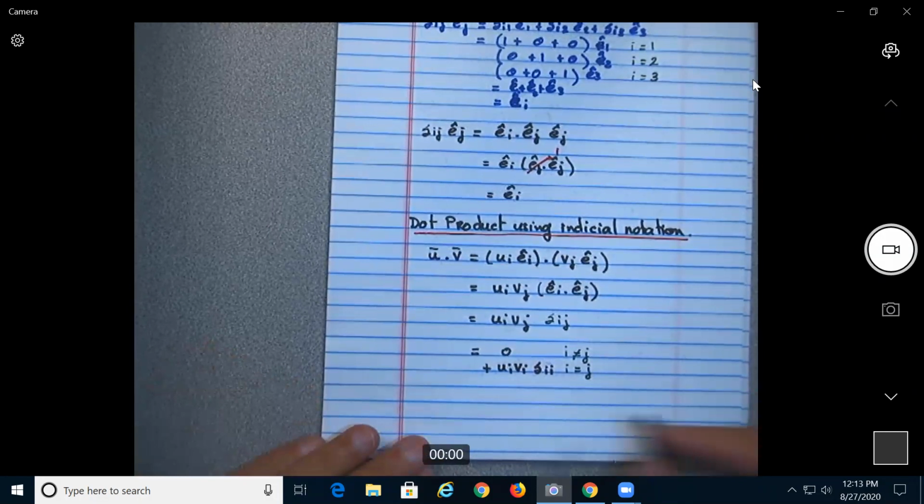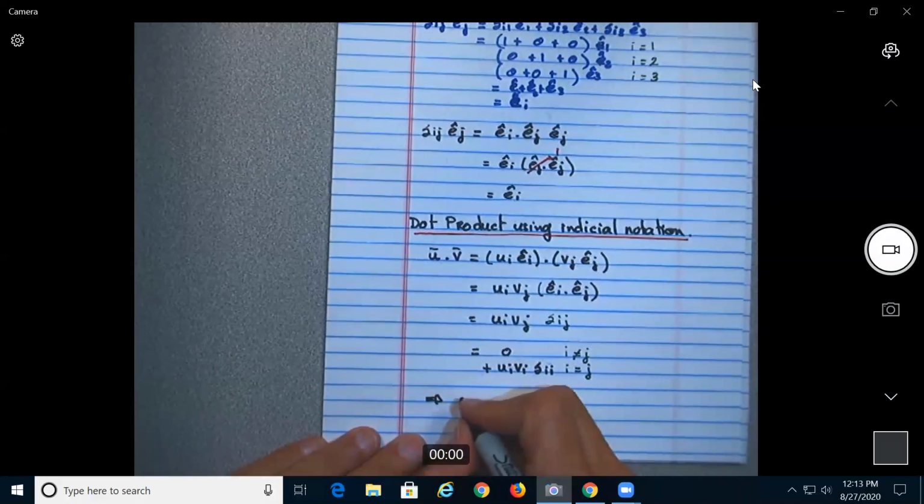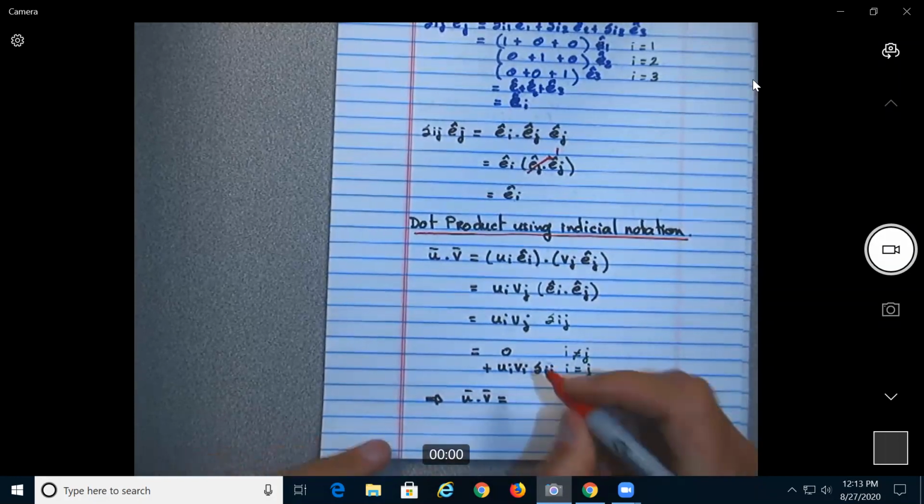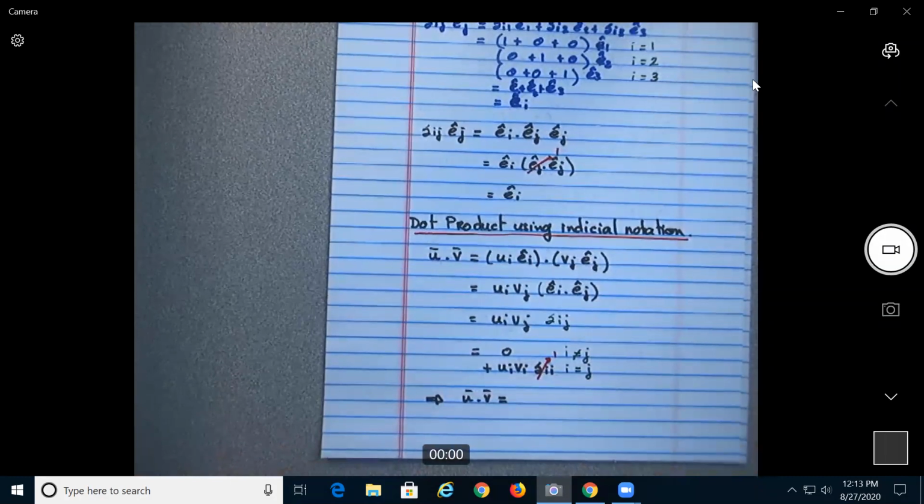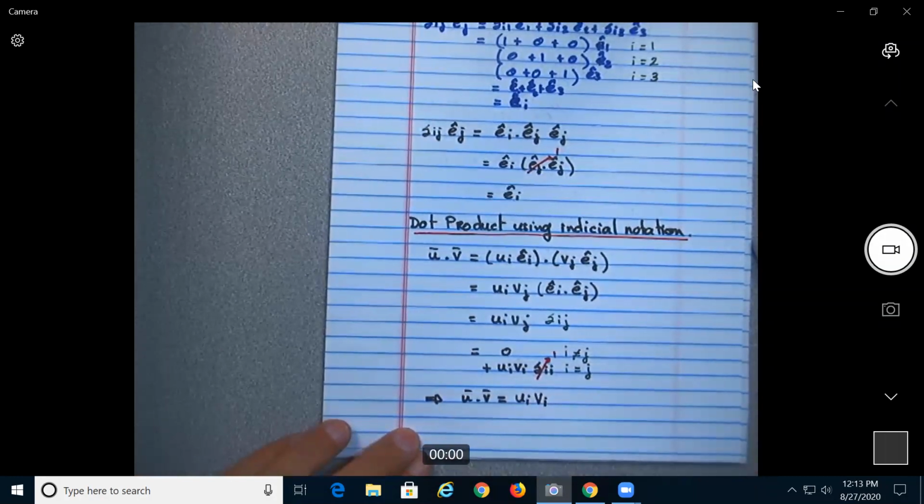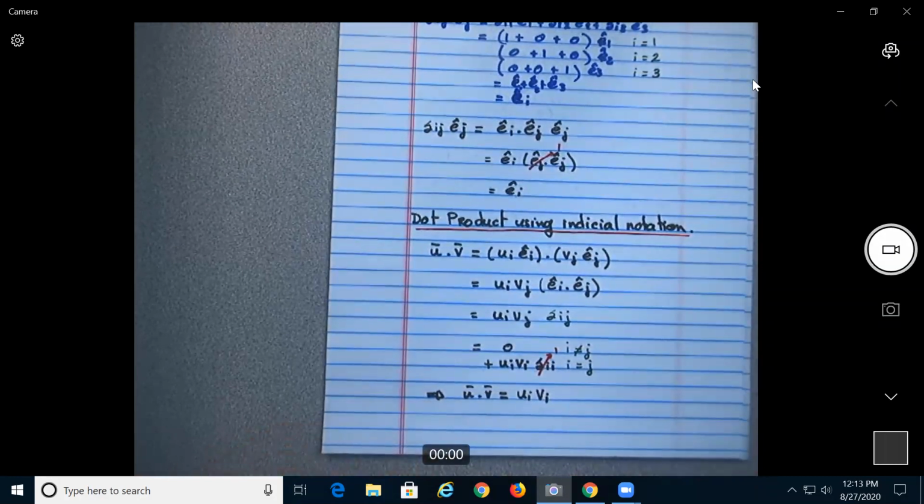So, I mean, at the end of the day, what are you going to have? You're going to have that u dot v is equal to u sub i, v sub i, no? Which should just give you a magnitude, no vectors. So this time we are good, no? Yeah.